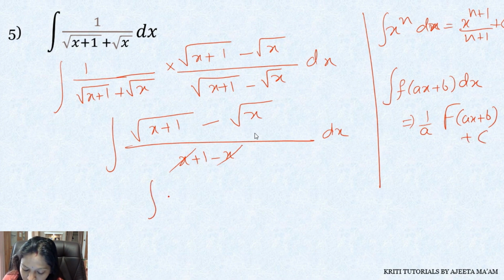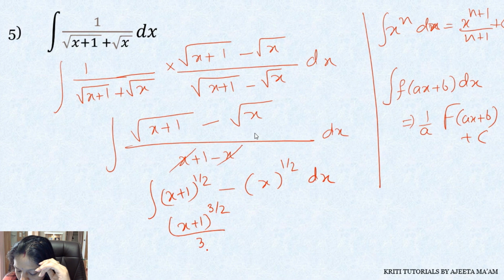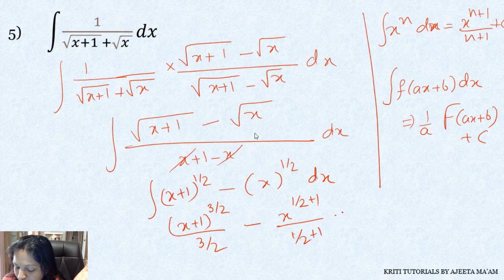Now here we have x plus 1 raised to half. And in the other one, we have x raised to half. Now a is 1 in the first one, so no coefficient will come, only the power rule. So what will you get? x plus 1 raised to half plus 1 is 3 by 2, 3 by 2. Same thing is here. No a, no b. So half plus 1, half plus 1 plus c. So that's our final answer.